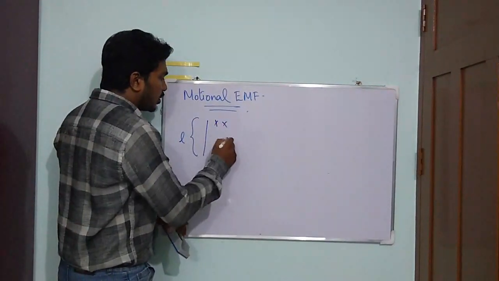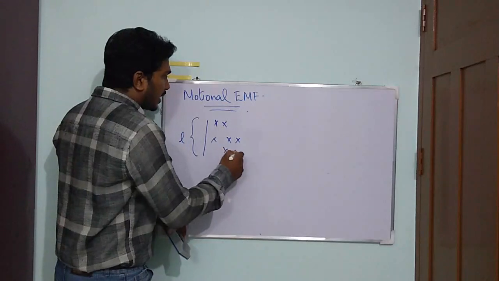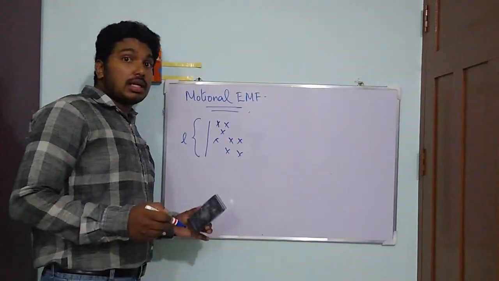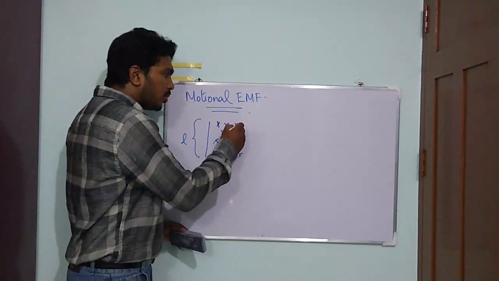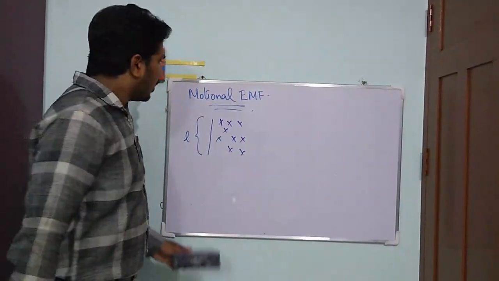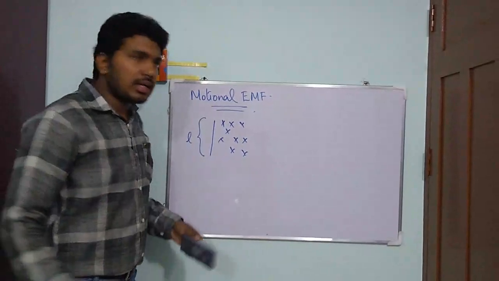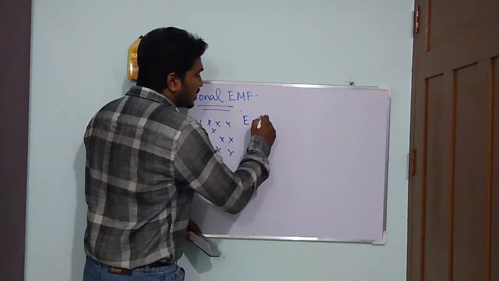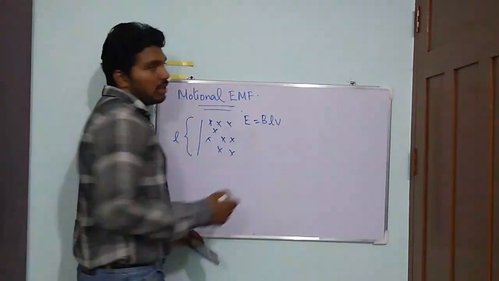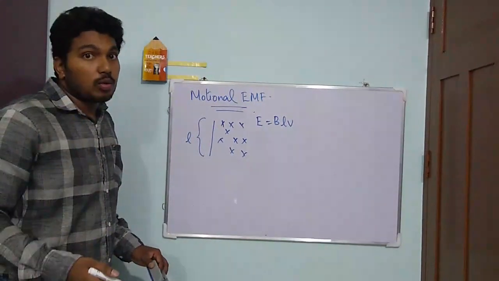Suppose there is a magnetic field into the page. So a conductor is moving in a magnetic field, okay? Assume that it is a uniform magnetic field. When this conductor is moving in a magnetic field, an EMF will be induced in it, which is given by E is equal to BLV. E is equal to BLV.